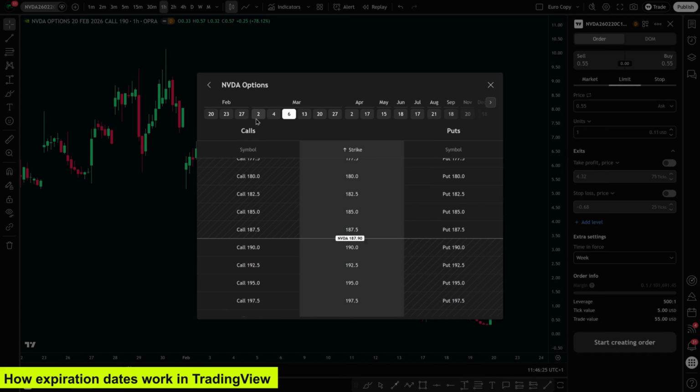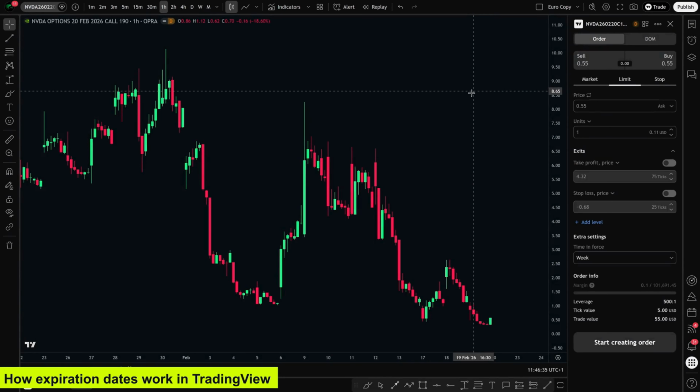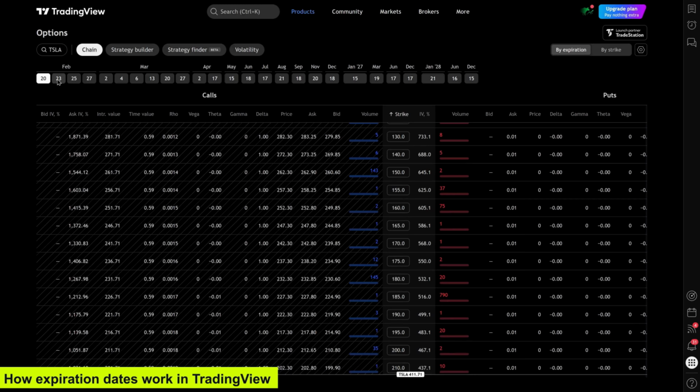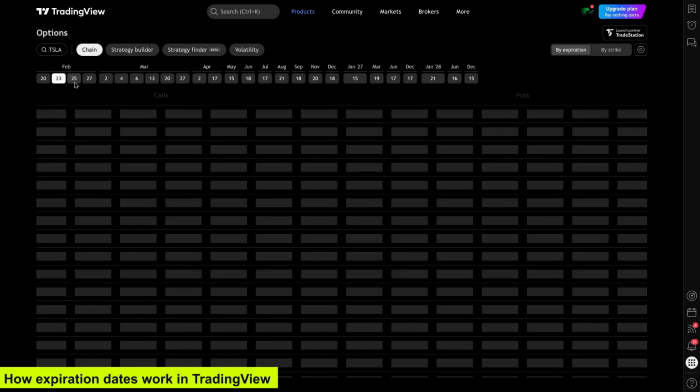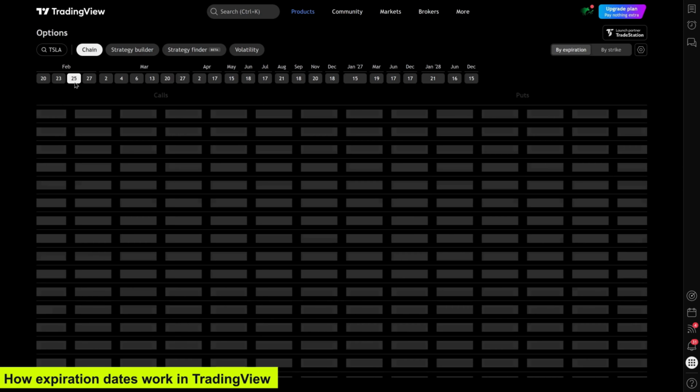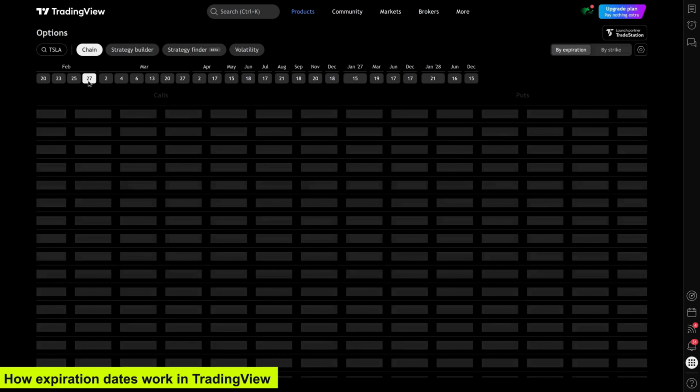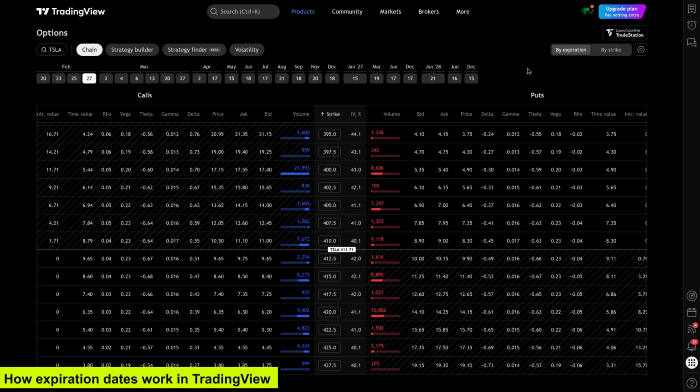When you open the options chain in TradingView, you will notice several different expiration choices. Some expire weekly, others expire monthly. The shorter the time to expiration, the cheaper the contract usually is. But cheaper also means more pressure. Short-term contracts require quick, strong price movement. If the move does not happen fast enough, time decay reduces the value daily.